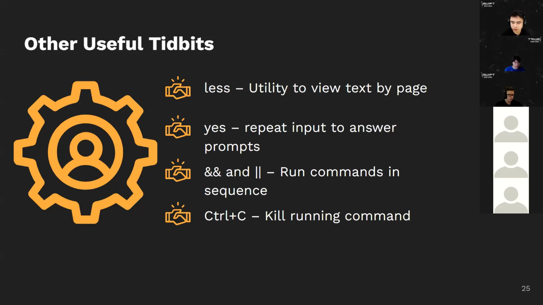And there's a bunch of different use cases for both of them. But the important thing to know is that the double and sign is for when you want things to run in succession because they succeeded. And the double pipe symbol is used if you want things to run in succession if they fail.